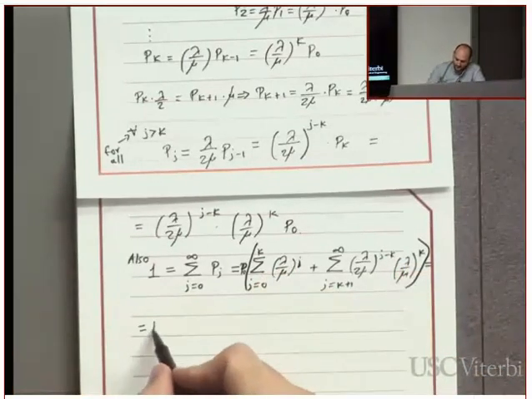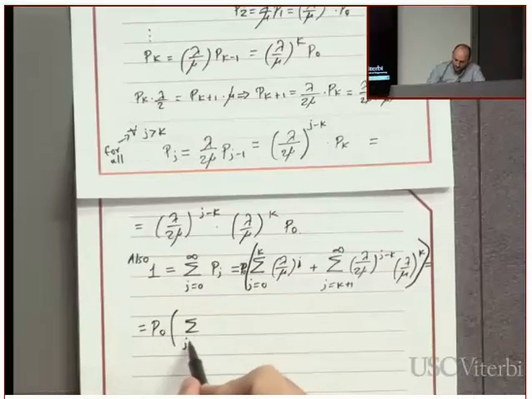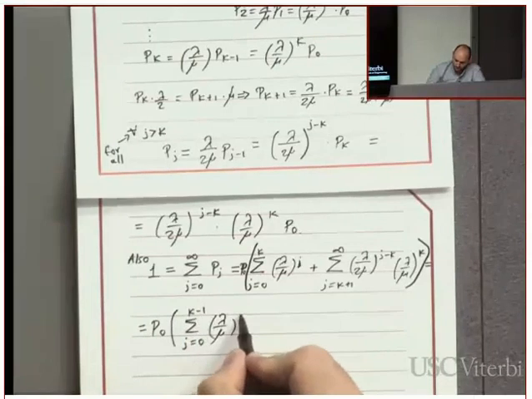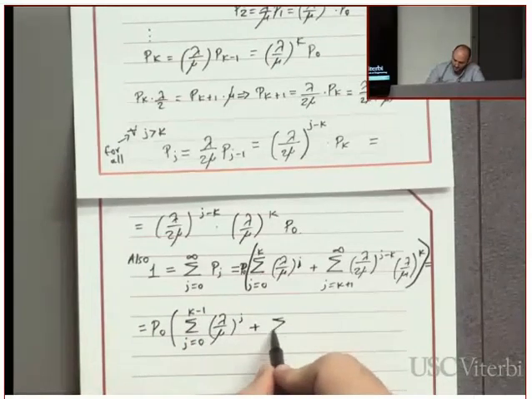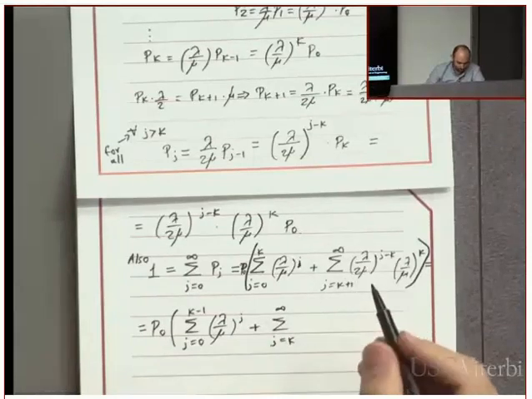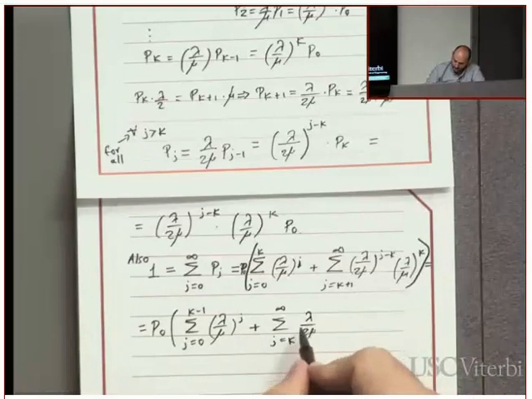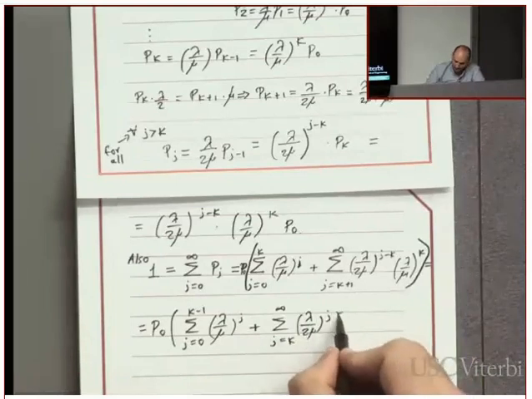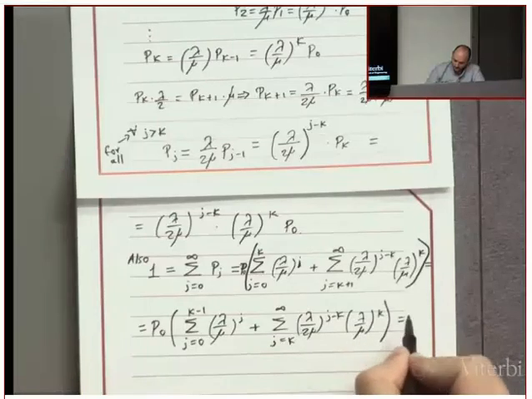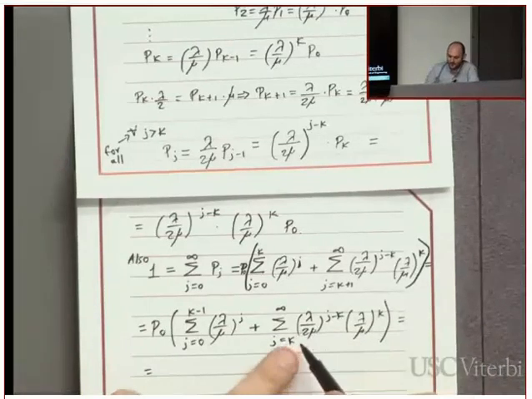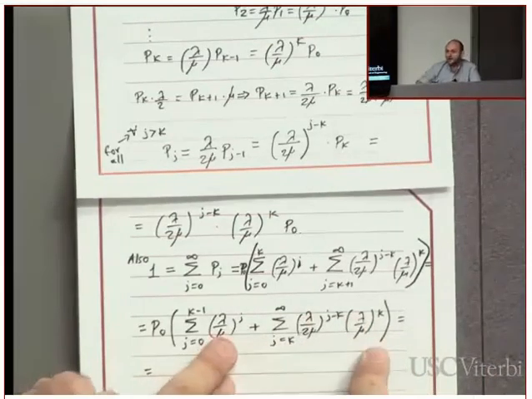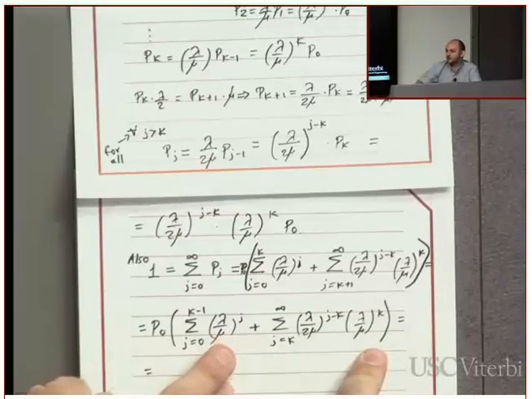So this can be written as the summation from j equals 0 to k minus 1 of lambda over mu to the power of j, plus the summation from j equals k to infinity of lambda over 2 mu to the power of j minus k, times lambda over mu to the power of k. Do you agree with that? Because for j equals k, this guy vanishes. So it's like we moved this guy here. Do you agree? Okay.